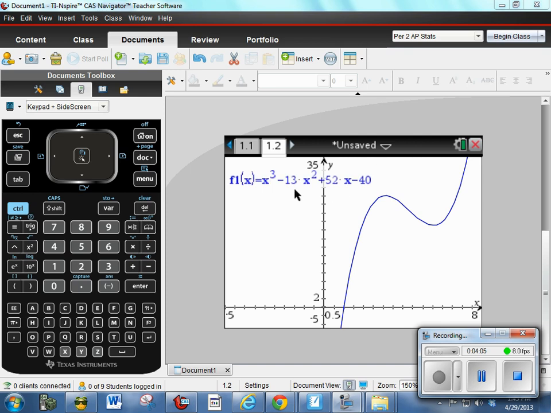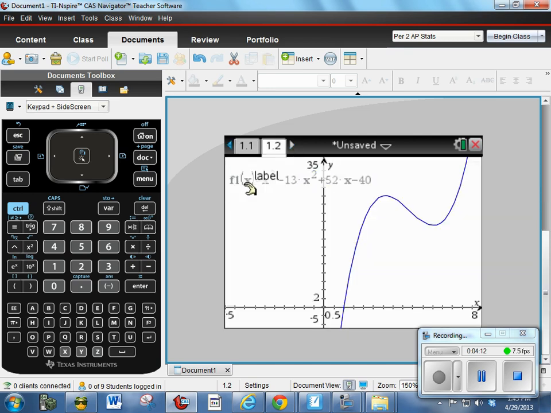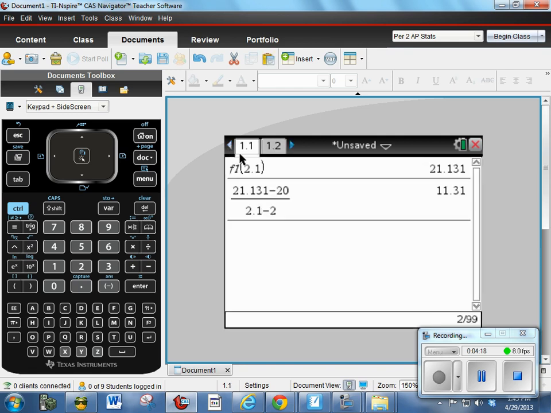And the reason this saves me time is that when I go back to a calculator page, this is my equation f1(x). Depending on what document you used, yours might not be f1, so you'll want to check on that. But then you can just type in f1(2.1) and it'll tell me what the y value is. So I found the y value, and then I did the slope.